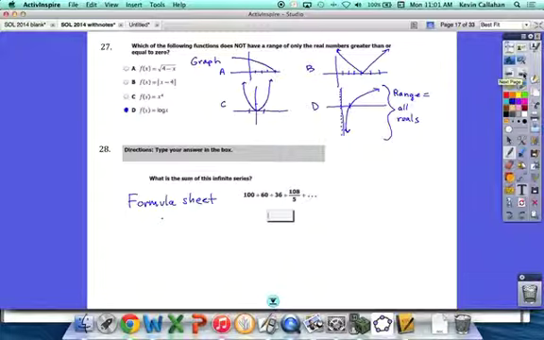You got to know about domain and range, right? This is a function. These are functions. They're saying which one of these does not have a range of only real numbers greater than or equal to 0. If you put these in the calculator, you would have gotten these 4 graphs. And if you know what range is and what you're looking for on a graph, these 3 should definitely look like they started at y equals 0 and they went up from there.